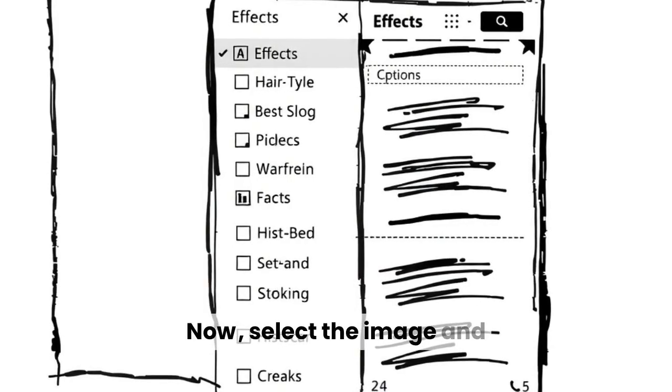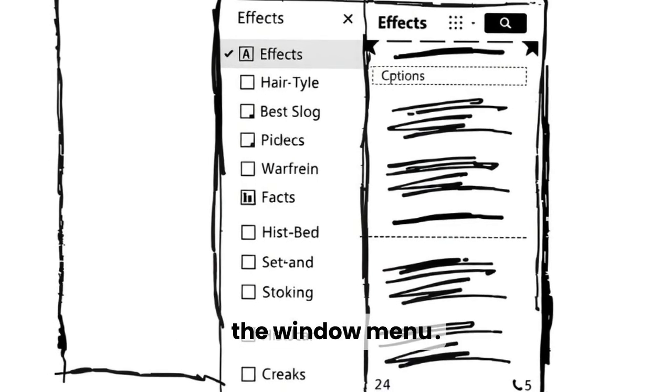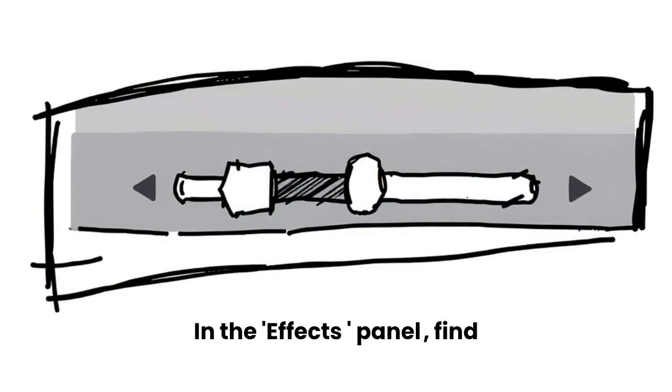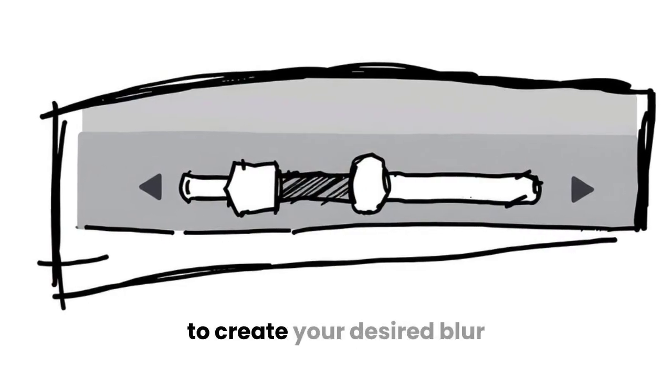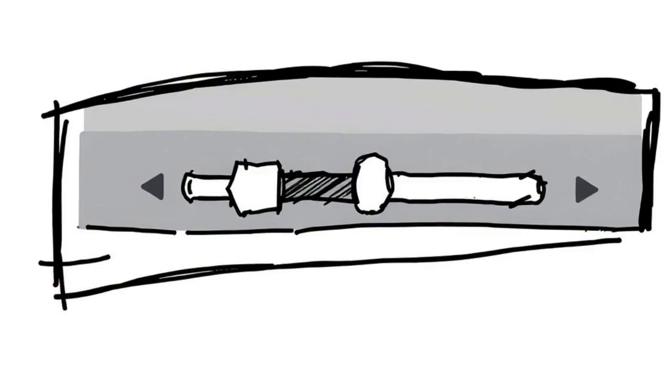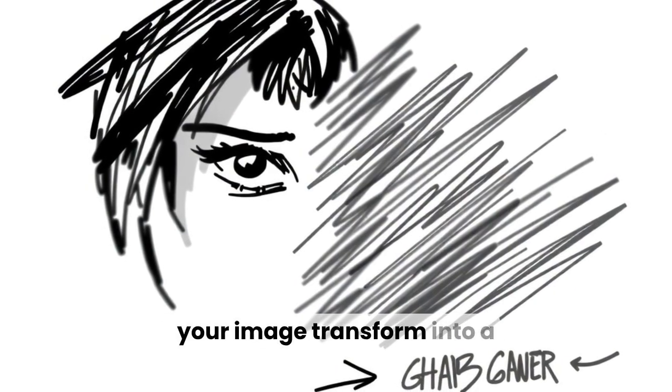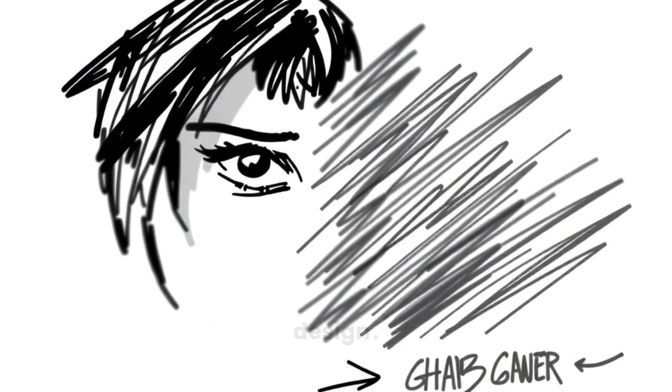Now, select the image and open the Effects panel from the Window menu. In the Effects panel, find Opacity and adjust the slider to create your desired blur effect. Apply the changes and watch your image transform into a stylish blur that enhances your design.